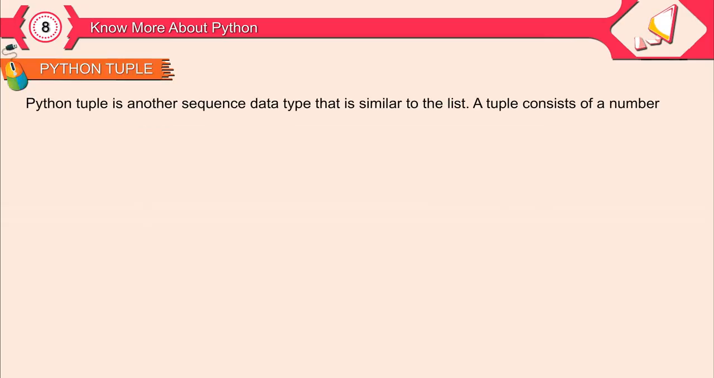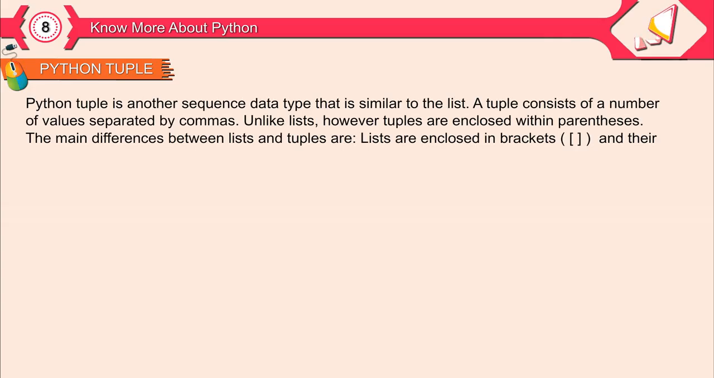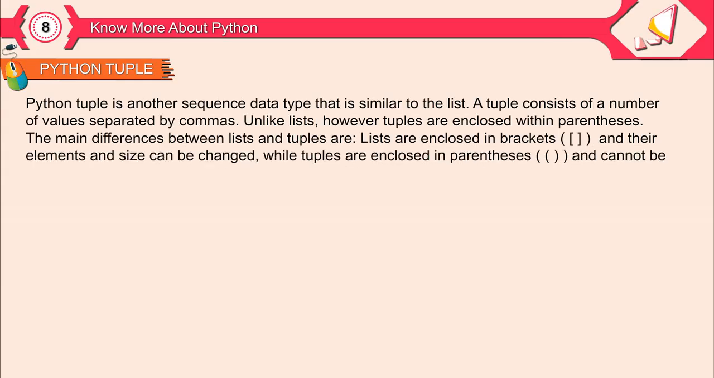Python tuple is another sequence data type that is similar to the list. A tuple consists of a number of values separated by commas. Unlike lists, however, tuples are enclosed within parentheses. The main differences between lists and tuples are: lists are enclosed in brackets and their elements and size can be changed, while tuples are enclosed in parentheses and cannot be updated. Tuples can be thought of as read-only lists.